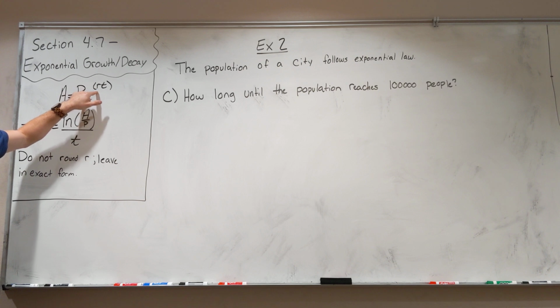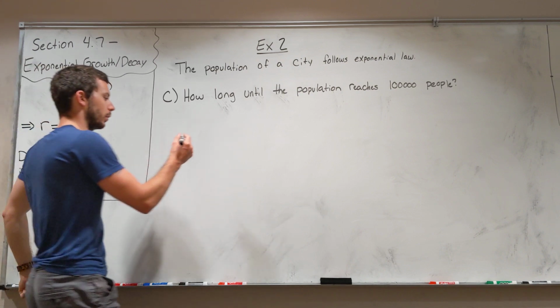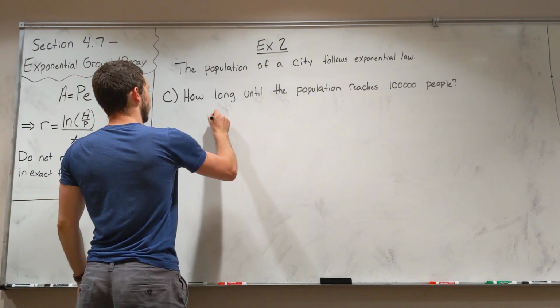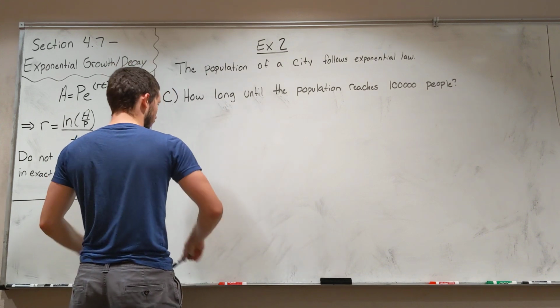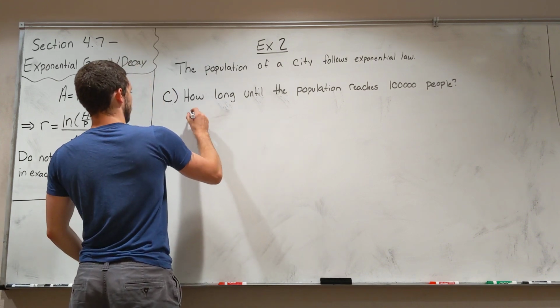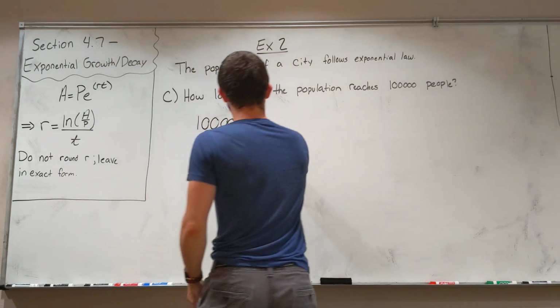So the rate is the natural log of 2 divided by 27, and the initial amount is still 20,000. So let's go ahead and write down all of our givens here. So the final amount is 100,000.